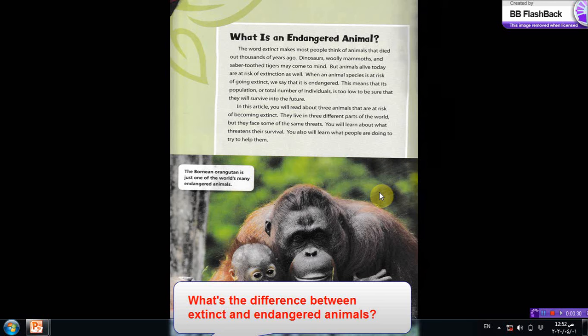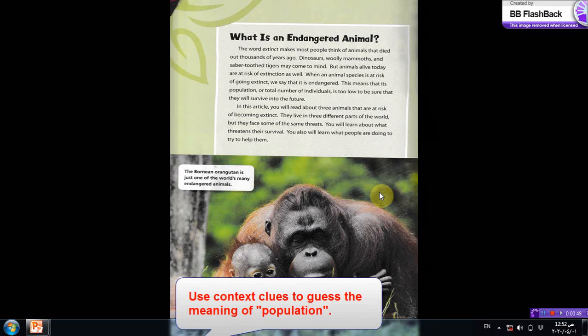Okay, the extinct animals are those that died out thousands of years ago, but endangered animals are those that are at risk of going extinct. That's because their population is too low. And this takes us to the second question. Use context clues to get the meaning of the word population.